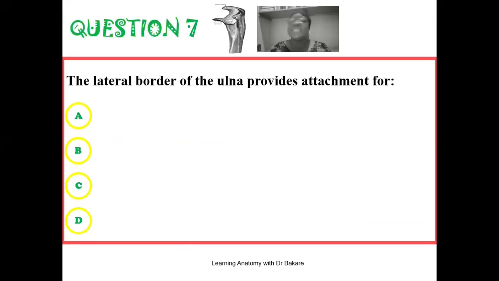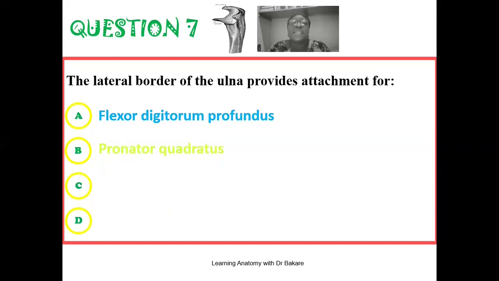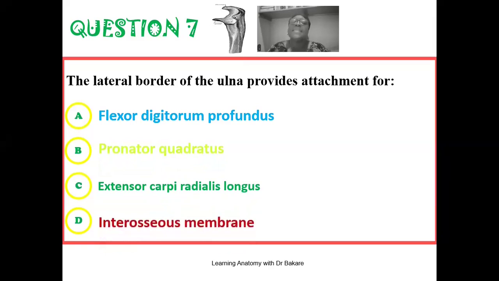So now let's go to the seventh question, and this reads that the lateral border of the ulna provides attachment for dash. Is it seen to provide attachment for flexor digitorum profundus? Is it seen to create the attachment site for the pronator quadratus? Is it seen to create attachment site for extensor carpi radialis longus? Or is it seen to create attachment for interosseous membrane?